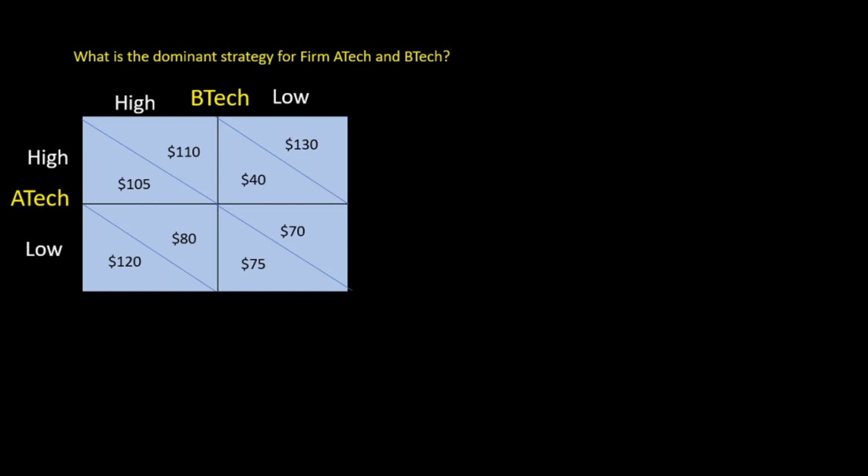Now, what happens if A Tech goes high? So now we are in this part of the matrix where A Tech chooses a high price for its product. So in this case, B Tech has an option to earn $110 or $130. So obviously, if A Tech goes high, it is optimal for B Tech to go low. So let me write that down. So when A Tech goes high, B Tech should go low.